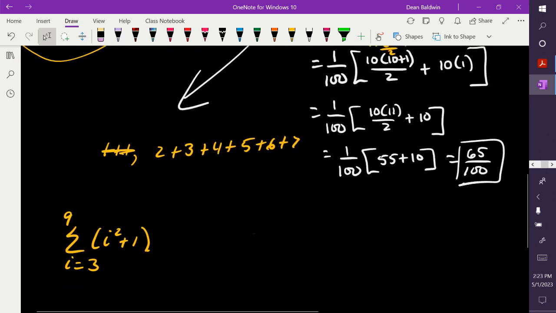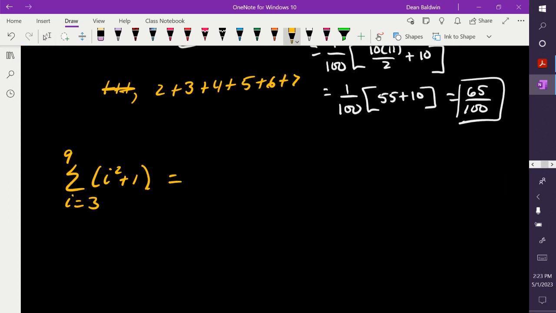So if it's not 1, what you do is you rewrite this. You go, okay, well, that will be the same as if I add all the ones from 1 to 9 of this formula, and then subtract the first 2, i is equal to 1 to 2 of the formula.